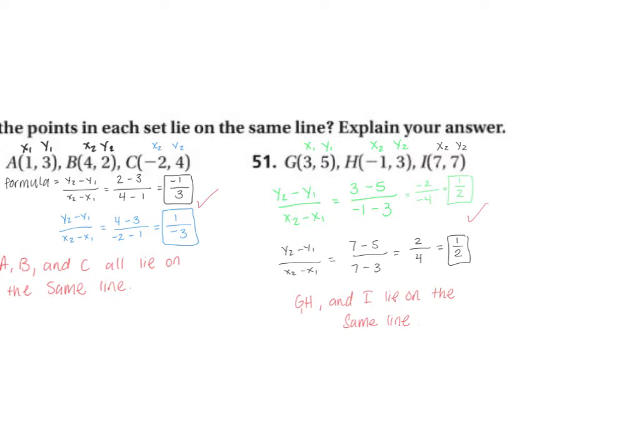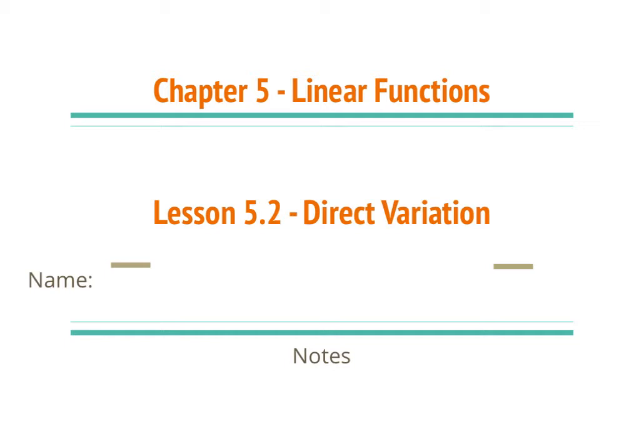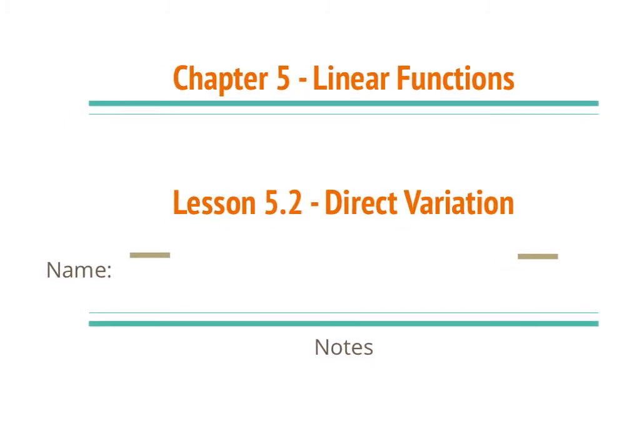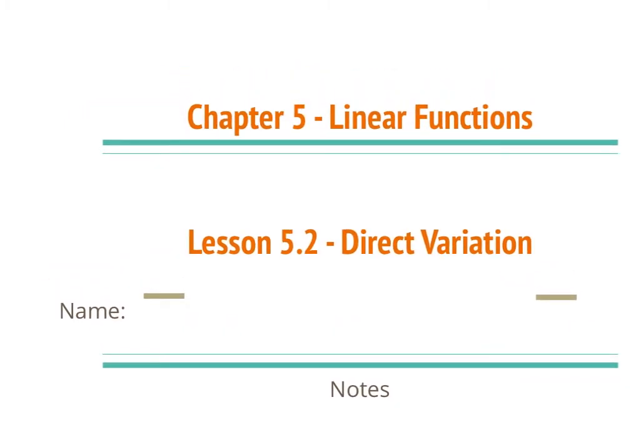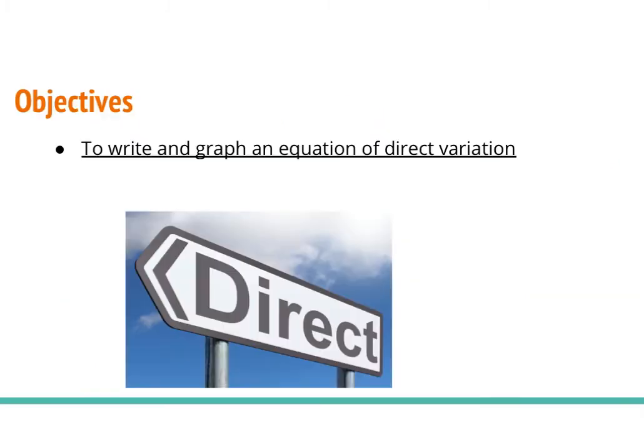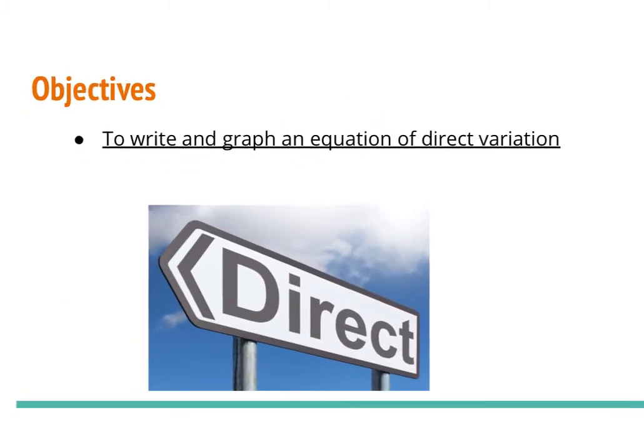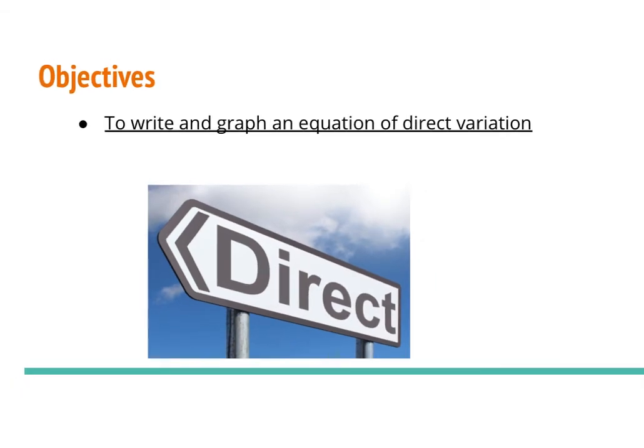All right, guys, so this lesson is 5.2, direct variation, okay? And go ahead and put your name, and we're going to get started. Our objective in this lesson is to write and graph an equation of direct variation. So underneath that, once you copy that down, I want you to write y equals mx plus b.